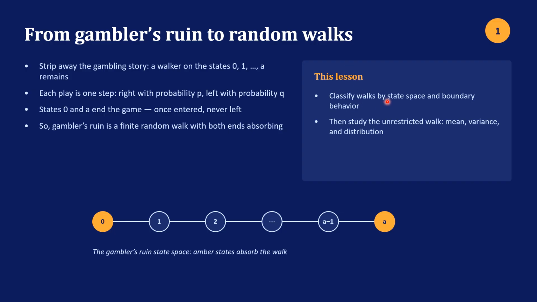In this lesson, we classify walks by state space and boundary behavior. So we already have one type here. Then we study the unrestricted walk in terms of the mean, variance, and the associated distribution.